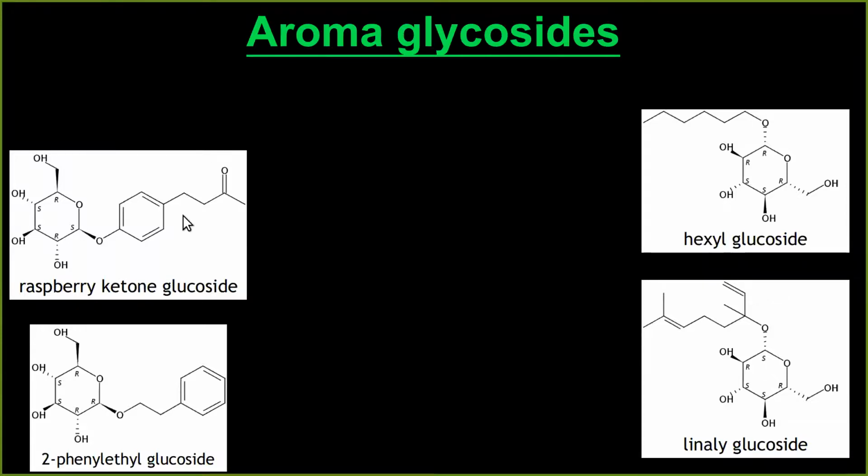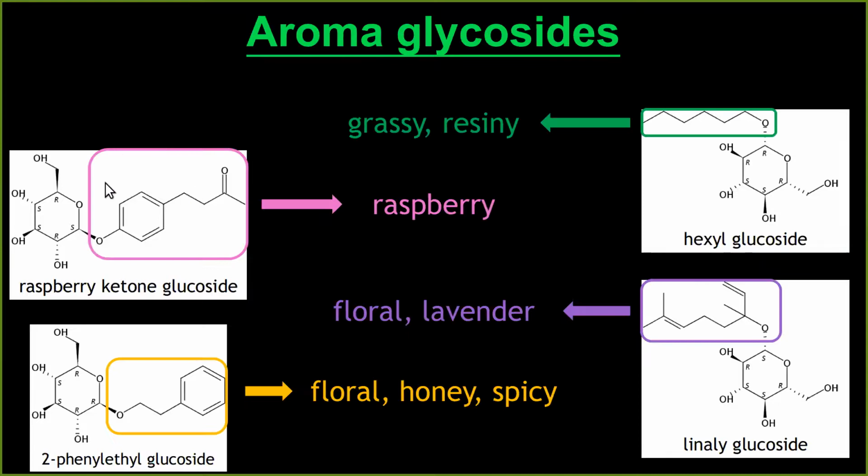When the aroma part, the volatile part, is separated from the sugar, each of them has a different, distinct aroma. Some of them are grassy, raspberry, floral, honey, spicy. So each of these compounds has a unique aroma.